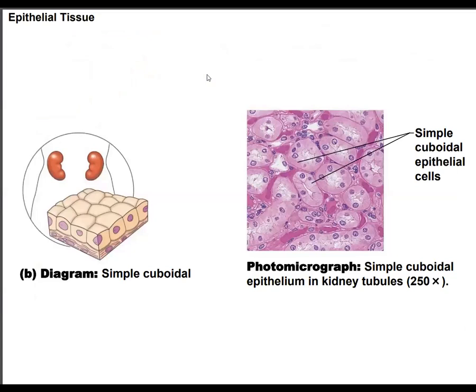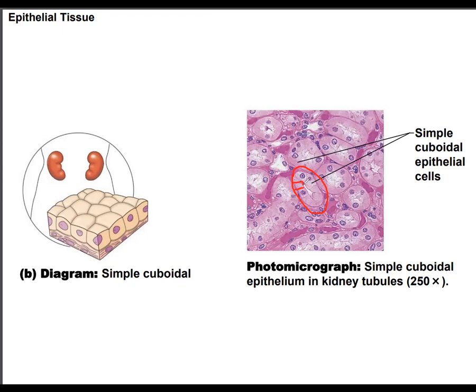The next tissue we have is simple cuboidal. So it's simple because within that circle right there, there's only one row of nuclei. Each circle is a different layer of this tissue. So within that circle, there's only one row of nuclei. That makes this one layer thick. So that's simple.